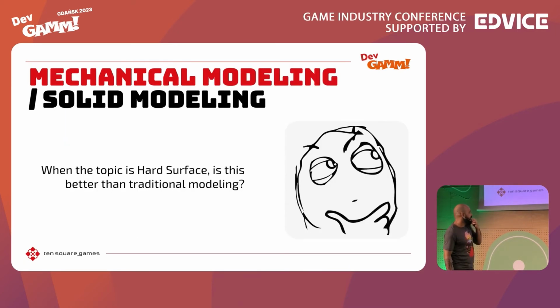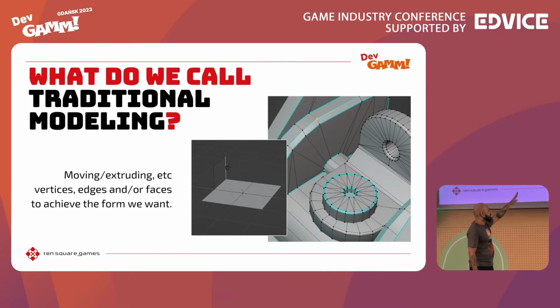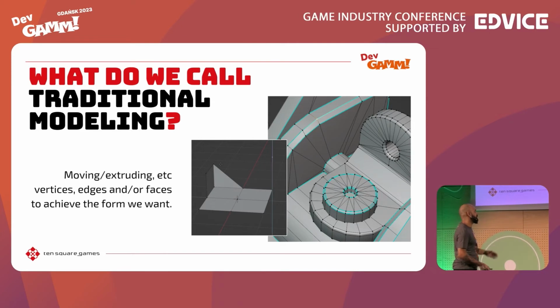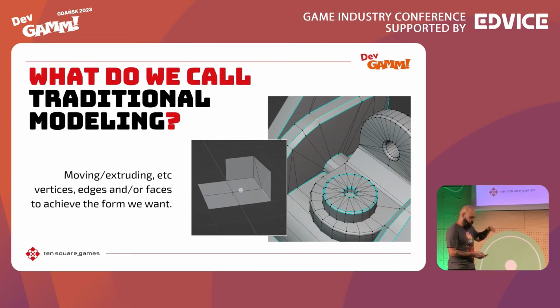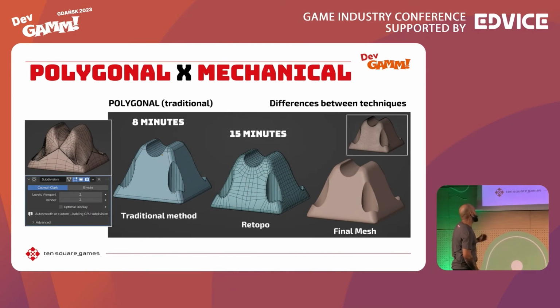And with this idea, I bring in this topic: is that better for hard surface? I would say yes. And just to get us on the same page, I put this to show what I call traditional modeling. When I started almost 20 years ago, we would do everything that way: moving vertices, cutting faces, moving edges, that kind of thing. And the approach for mechanical modeling is totally different. You don't deal with that. We just think about solid stuff. You mostly deal with faces and solids, which is very different in the beginning.